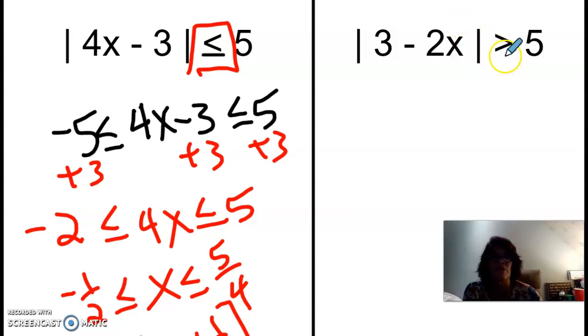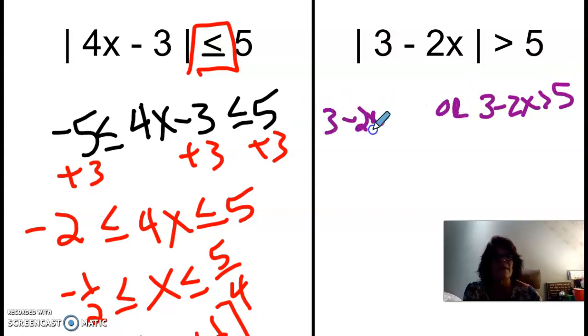Now, that's not what we do when we have greater than. If I have something and I take the absolute value and I get something bigger than 5, then I have 2 cases. Either the 3 minus 2x is bigger than 5, or the 3 minus 2x is less than negative 5, right? Something less than negative 5, like negative 6. When I take the absolute value of negative 6, I get 6. That's bigger than 5. Something less than negative 5, like negative 7. When I take the absolute value of negative 7, that's 7.